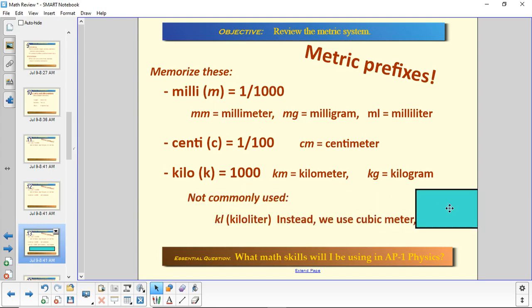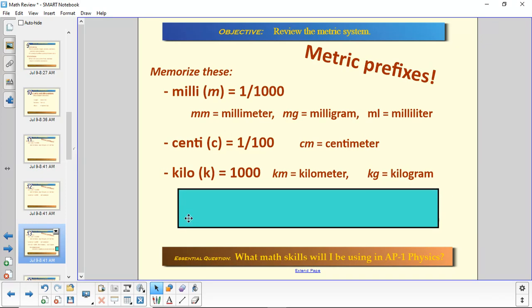Now, as a side note here, we don't normally say kiloliter, though technically that's correct. Instead, we use cubic meters. It turns out that 1 cubic meter has a volume of 1,000 liters. And for some reason, cubic meters is easier to say than kiloliter. And the way we write that down is meters cubed. So that's the abbreviation for a cubic meter, which represents 1,000 liters. Who knew? Well, now you.